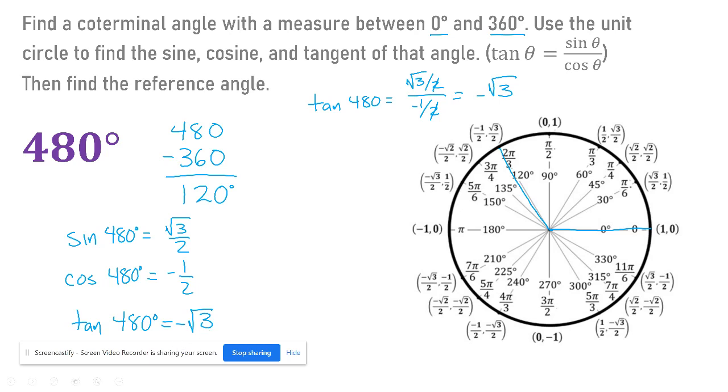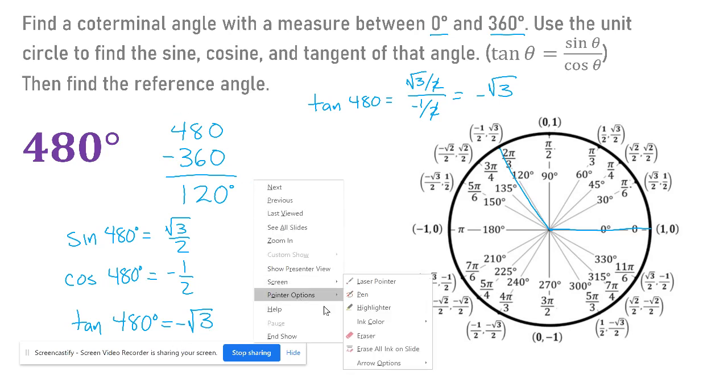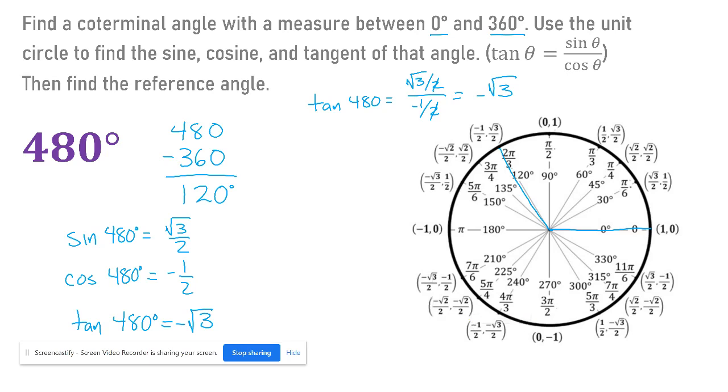Now our last task here is to find the reference angle. So I'm just going to switch colors, and we're going to use our x-axis and make an acute angle. You use whichever side of the x-axis will make that acute angle. Here, since we're on the left side of the graph, it's going to be the negative side of the x-axis. This is our acute angle, and we just figure out how many degrees that is. We're going from 120 to 180, and 120 to 180 is 60 degrees. So our reference angle is 60 degrees.